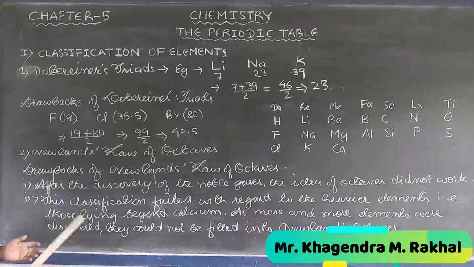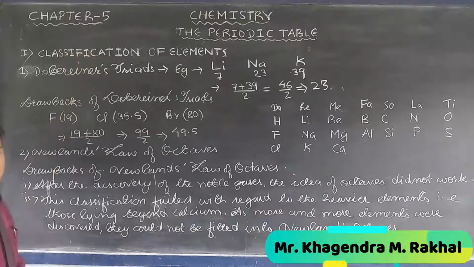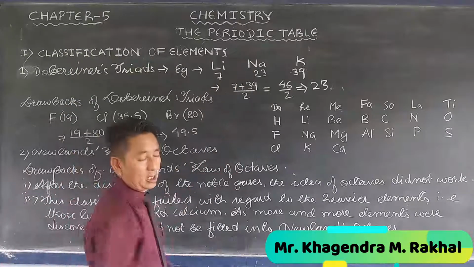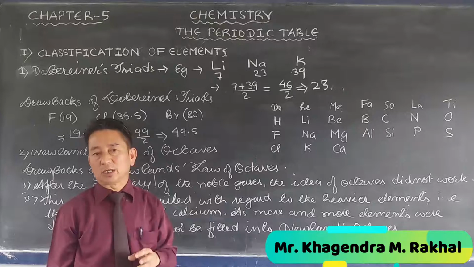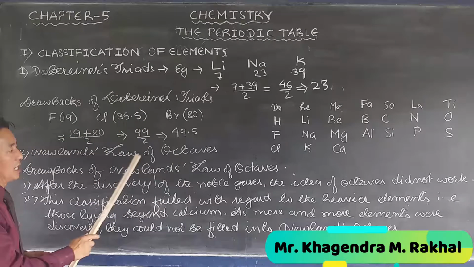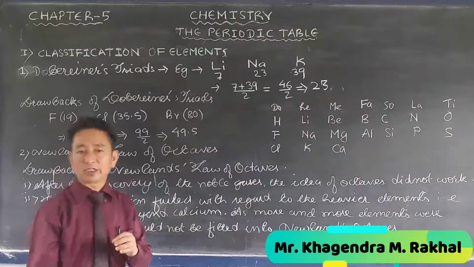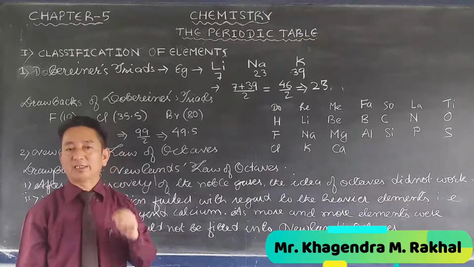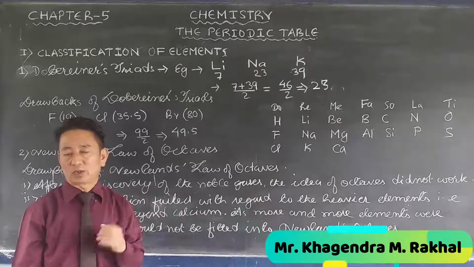Today we shall be starting a new chapter in chemistry, that is chapter 5, the periodic table. And today we shall just discuss the general idea of Dobereiner's triads and Newlands' law of octaves. For this, you can refer to page numbers 86 and 87 in your textbook.